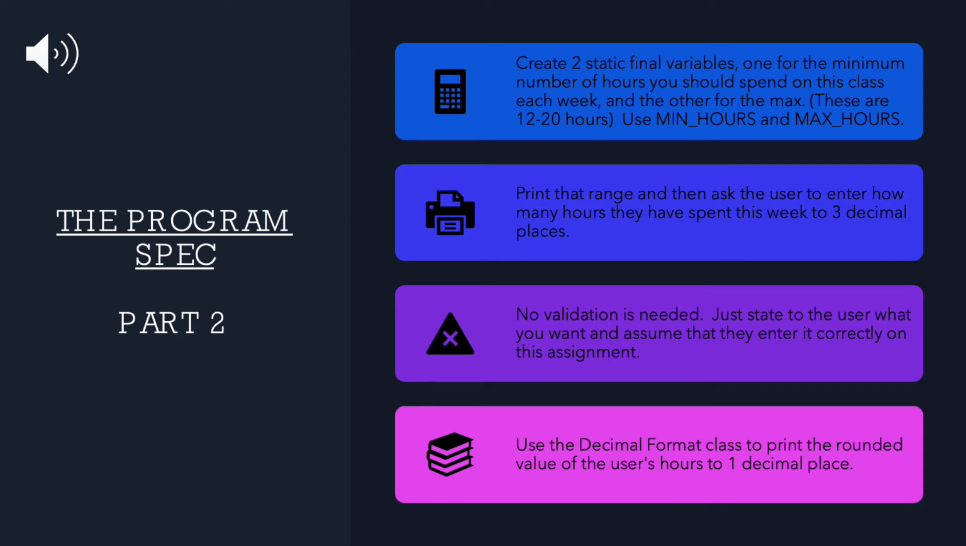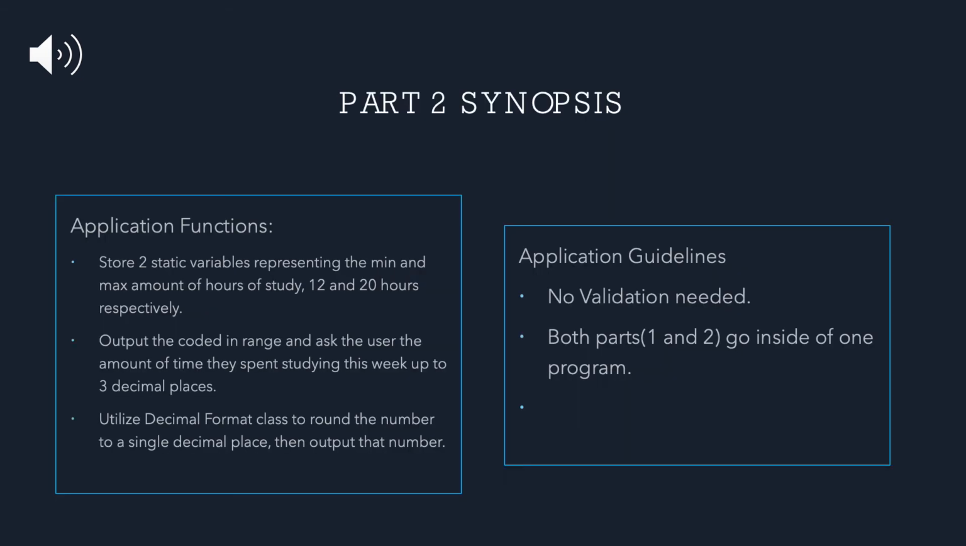This program asks us to provide the user with the minimum and maximum hours required per week of studying. Then we will ask the user to give us an input of how many hours they spent, in 3 decimal places. What the application should do next is to output back that same number, but rounded into a single decimal place. Let's begin. All right, let's start with the application functions.